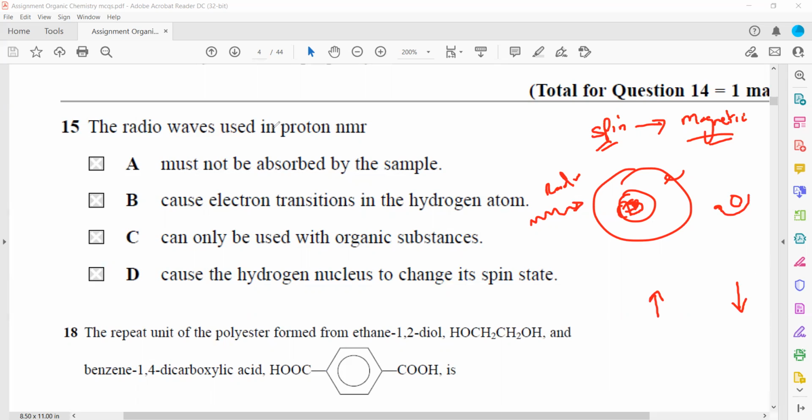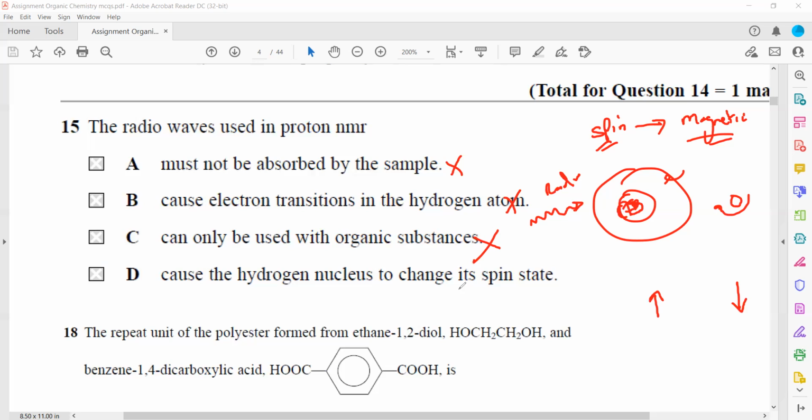So the radio waves used in proton NMR, what is the purpose of these radio waves? Must not be absorbed by the sample, that is wrong. Cause the electron to transit, that's not for causing excitation. Can only be used with organic substances? No, it can be used with any substance which has an atom with a net dipole, net magnetic field, so we can use this.